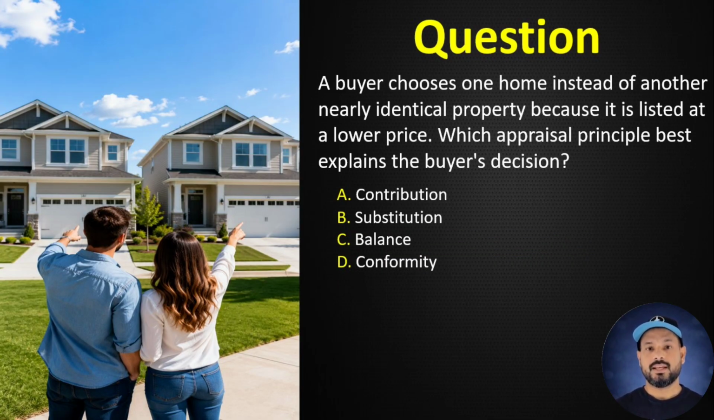Question number 15. A buyer chooses one home instead of another, nearly identical property because it is listed at a lower price. Which appraisal principle best explains the buyer's decision? A. Contribution, B. Substitution, C. Balance, D. Conformity. Correct answer, B. Substitution. Buyers generally choose a similar property with the lower price.